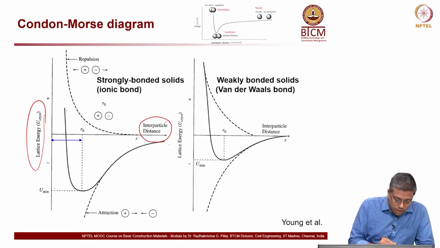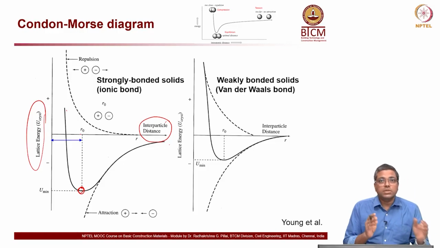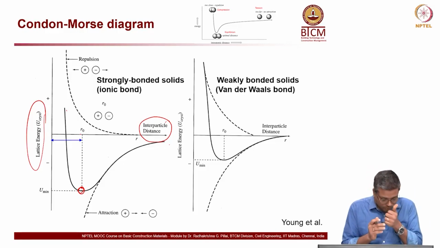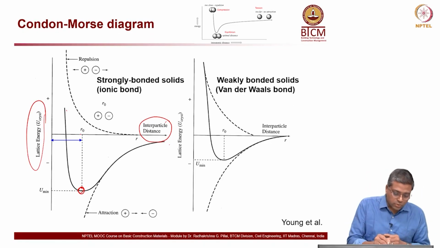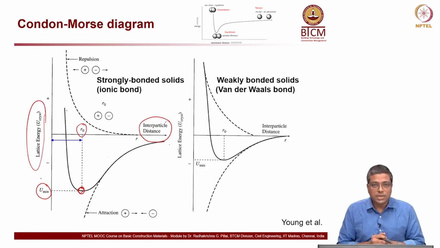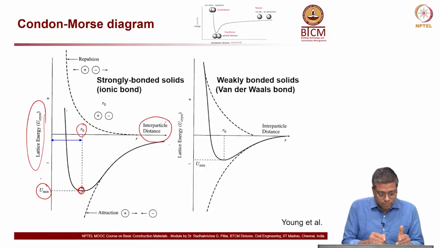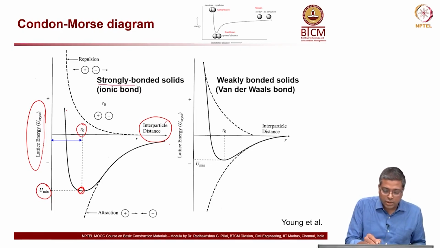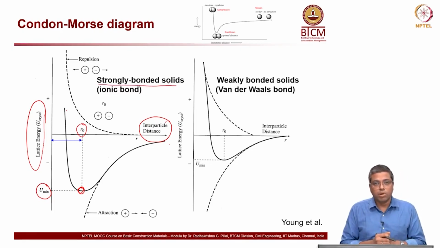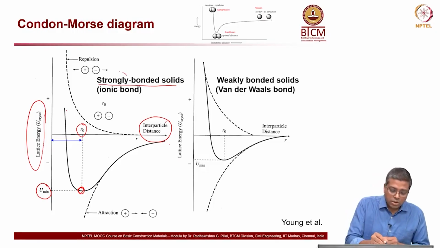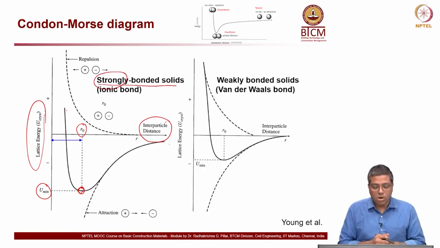Corresponding to this lowest energy level, there is an R0, which is the interatomic distance at that level. So, we are going to call it R0, and then U min is the lowest energy level associated with those two atoms. Now, assume that this is a very high U min, the magnitude of that is very high, and it indicates that it is a strongly bonded solid, or the bond is very strong.